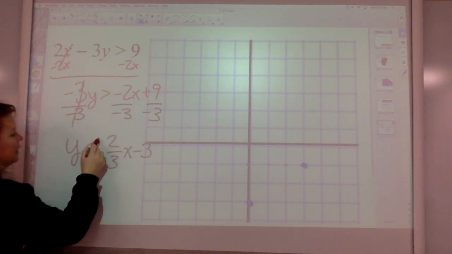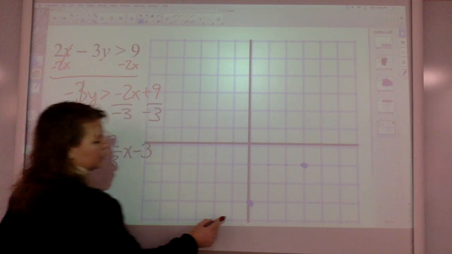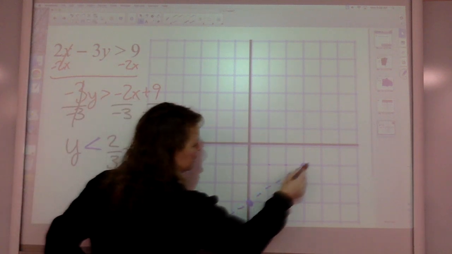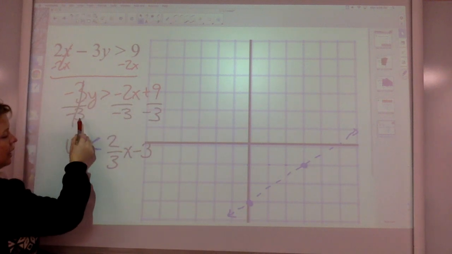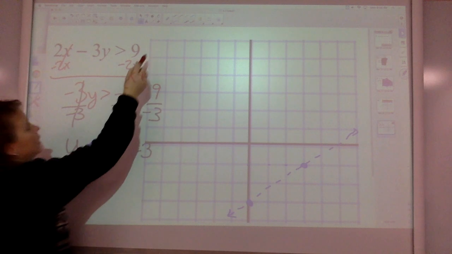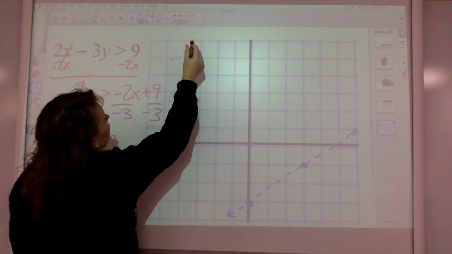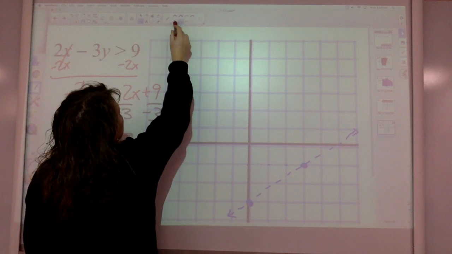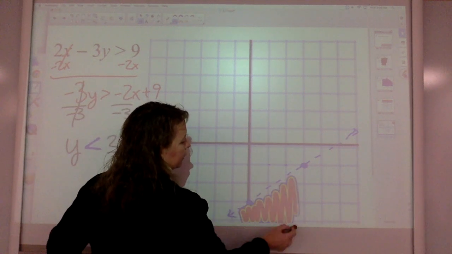Take a look at your line. It's less than. No equal sign under it. Because there's no equal sign, I'm going to draw a dotted line. A lot of stuff to remember here. You got to remember to switch the sign when divided by a negative. This has to be a dotted line. And less than goes lower. Let's go this color. Less than goes lower.